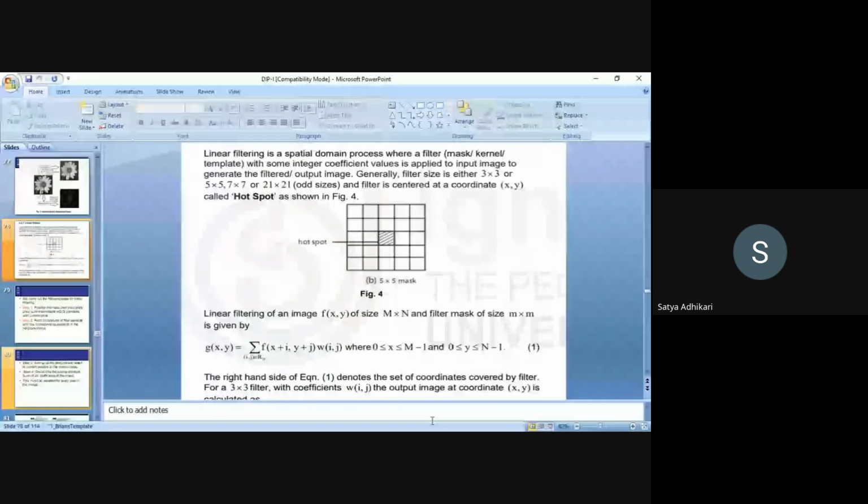linear filter of an image f(x,y) of size M cross N and filter mask of size m cross m is given by, you can see each value is a summation of f(xi, yj) into wij. It is multiplied and then summed, where x lies between 0 to M minus 1 and y lies between 0 to N minus 1. What is M and N? It is the dimension of the image. And what is m cross m? Small m is nothing but the dimension of the mask.